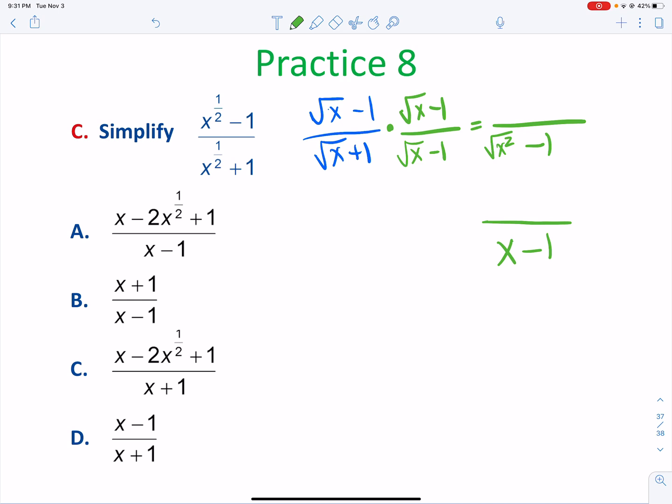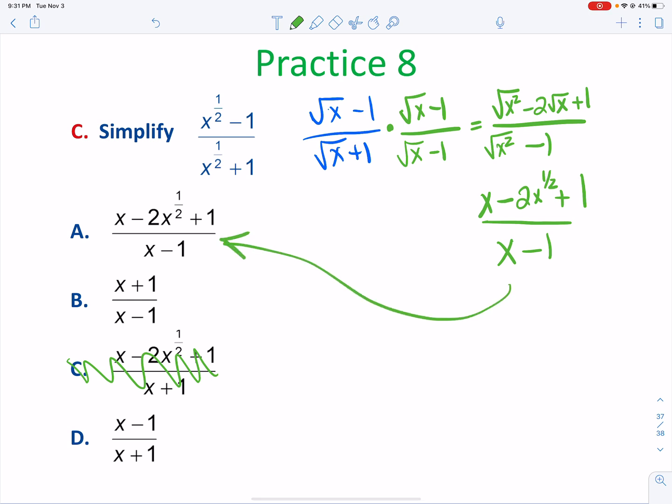So if I was taking an ACT, I know I can cross this answer off because it's an x minus 1 on the bottom. So then I would do the top, and it would be the square root of x squared minus root x minus 1 root x. So that would be minus 2 root x plus 1. So the square root of x squared is an x, minus 2x to the 1/2, because that's under the square root, plus 1. So that would be this answer.